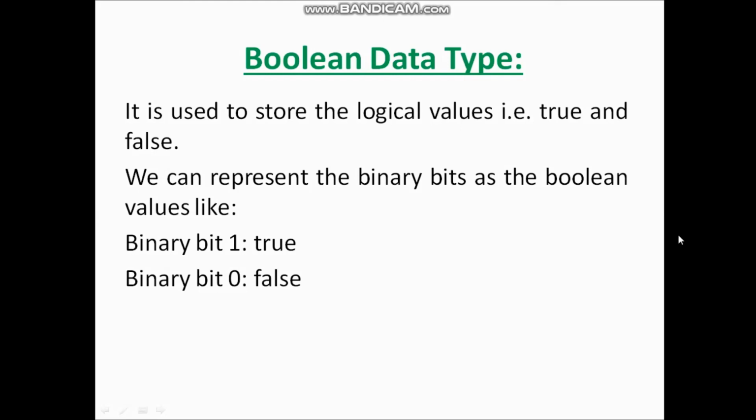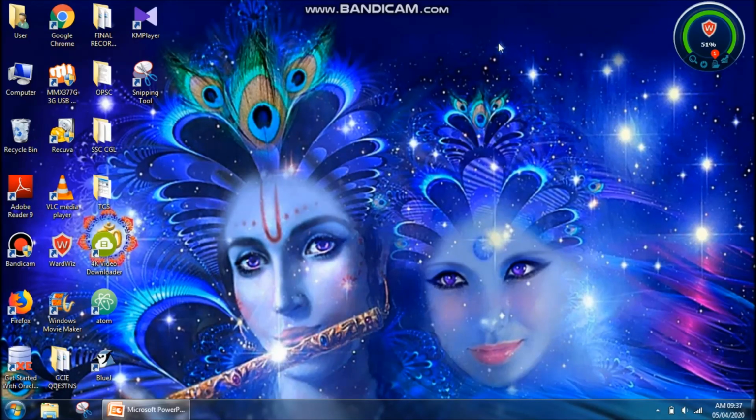So this is all about primitive data types, and we will discuss the non-primitive data types later. The non-primitive data types are class, arrays and interfaces. We will discuss them later in separate videos.